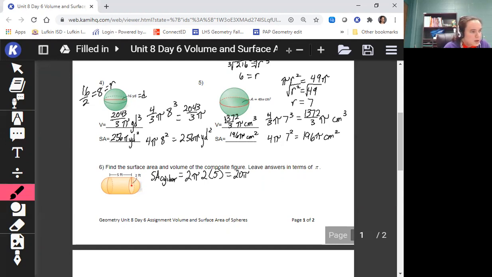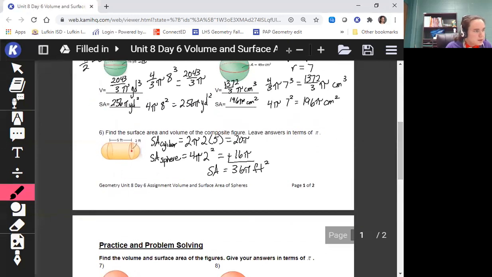And then we need our surface area for our sphere, and it is an entire sphere because we have 2 hemispheres. So 4 pi times our radius, which is 2 squared, and that gets us 16 pi. And we're going to add those together, and that gets us 36 pi feet squared for our total surface area. Now we need to find our volume.